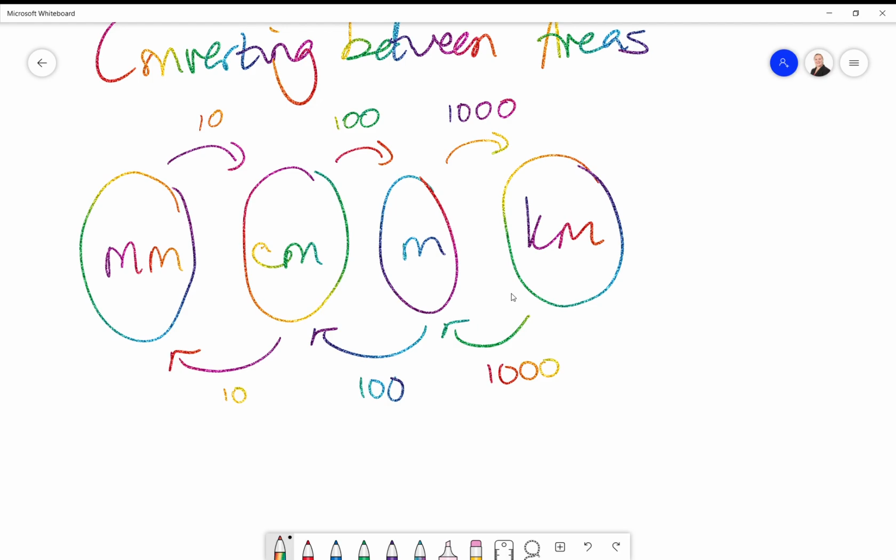If there was something bigger than kilometers, then we'd be talking about a million. Another 1,000. I'm talking about something else.